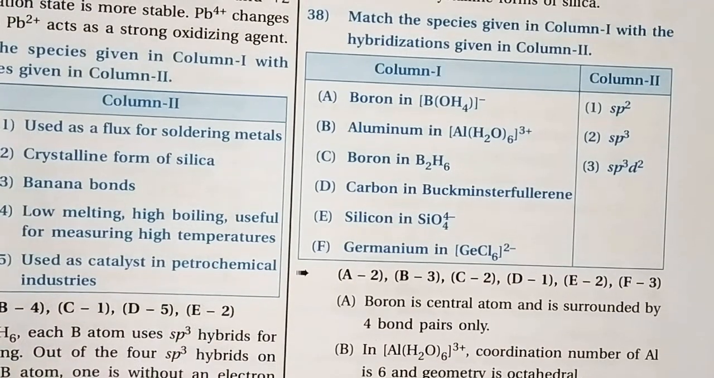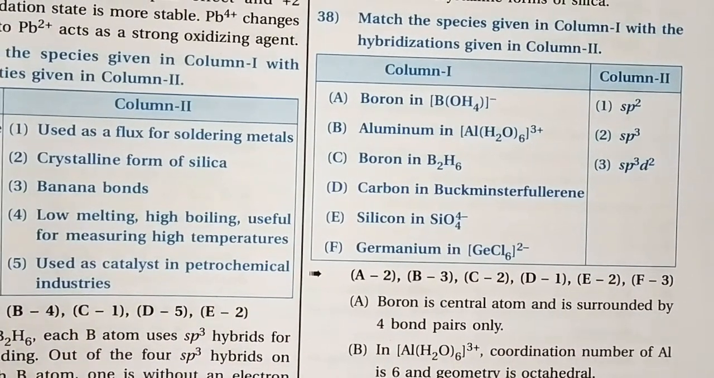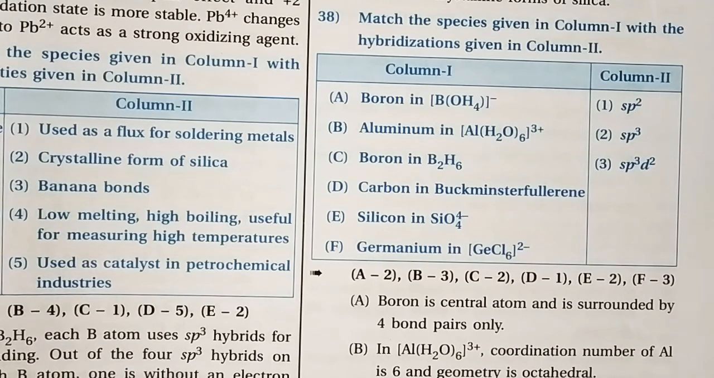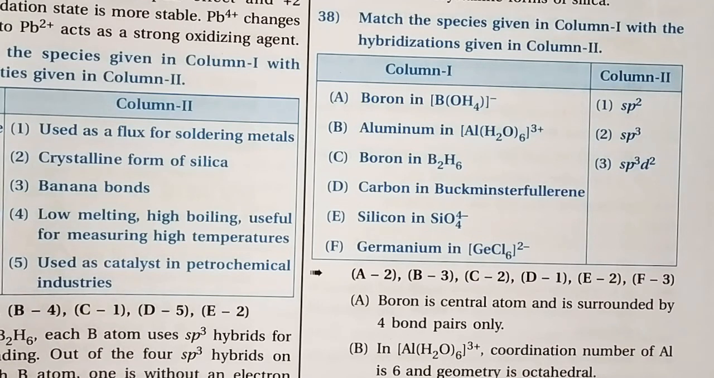Match the given in column 1 with the hybridization given in column 2. Boron in BOH4 minus, right? So boron in BOH4 minus is sp3 in nature. We know that boron is the central atom and is surrounded by 4 bonding pairs. Aluminium in Al(H2O)6 3+. So here the coordination of aluminium is 6, so the geometry is octahedral, due to sp3d2 hybridization.